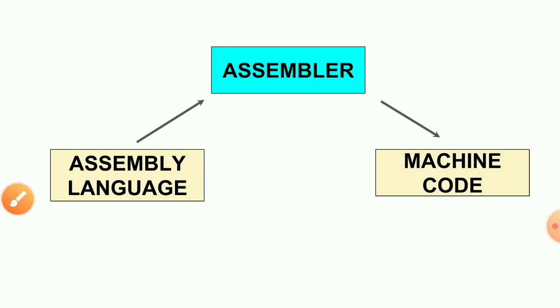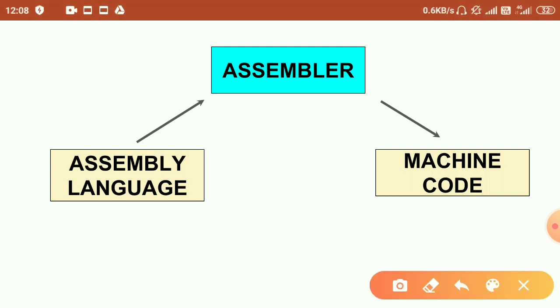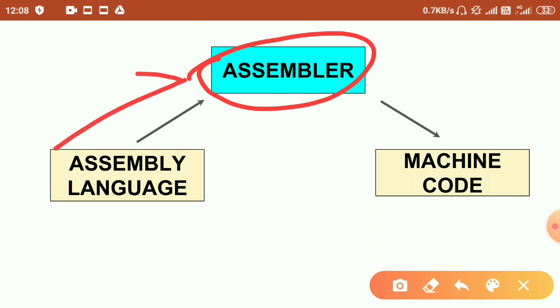I've represented this in a diagram. This is our assembler program, and its input is assembly language. You give assembly code to it, and in return it will produce the machine code equivalent of the assembly code.